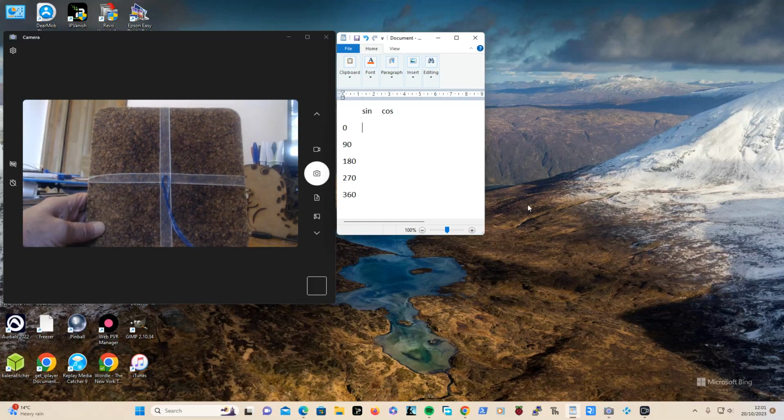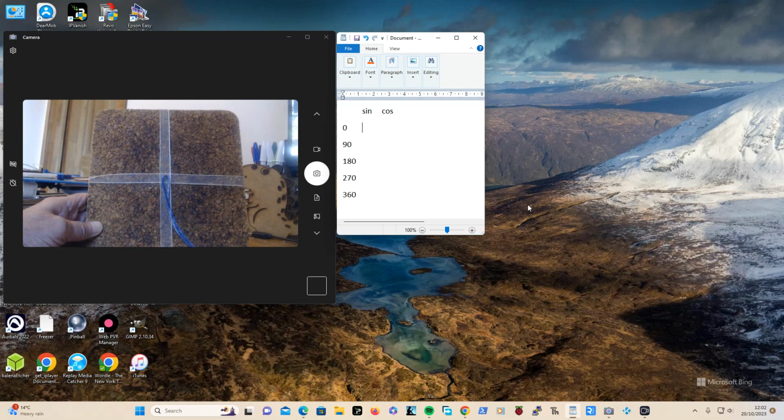Hi, this is my solution to Paul McWhorter's Pico W lesson number 38, which isn't really to do with the Pico W, it's to do with trigonometry, but we'll ignore that fact. It was to work out the sine and cos of 0, 90, 180, 270 and 360 degrees without having to resort to a calculator or using Thonny or anything like this. So my solution is pretty low tech.